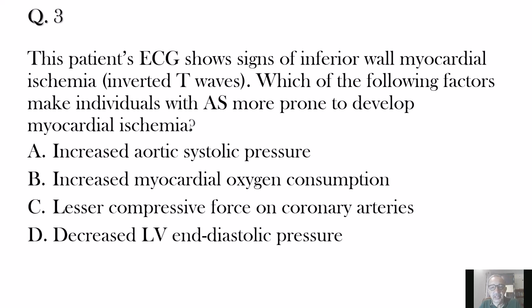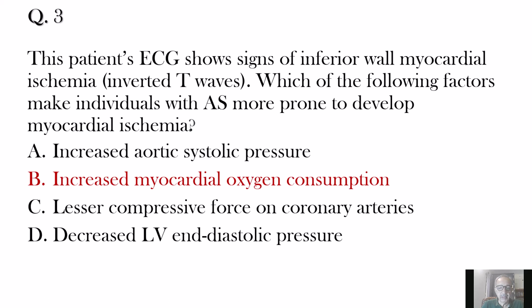As we have already seen, the increased wall thickness increases the myocardial oxygen consumption. There are several other factors also which make the person prone to develop ischemia, but here the myocardial oxygen consumption is an important factor. Aortic systolic pressure does not increase, only the left ventricular pressure increases. So A is not the correct answer. Aortic systolic pressure may be normal or it is reduced. Compressive force on coronary arteries will be more because of greater intraventricular pressure. So there will be more compressive force. So C is not the correct answer.